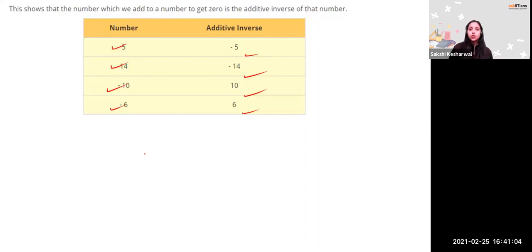Okay, now this is called the additive inverse. So it means if you see that 5 plus minus 5 will give you the answer 0, right? Now if I write 14 plus minus 14, it will give you the answer 0, right? Yes or no? Yes. So just write this down, beta.